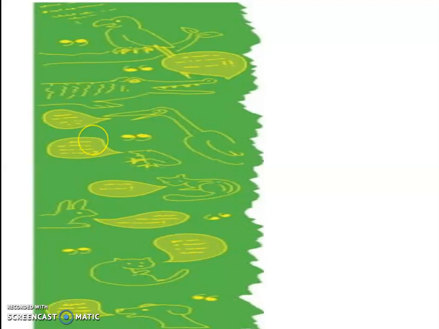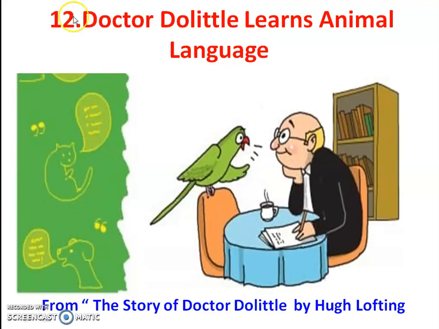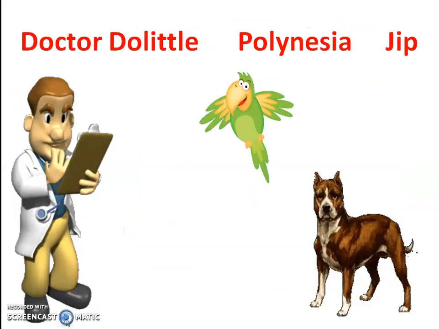Now we will learn about this in our next chapter, chapter number 12. Dr. Dolittle learns animals' language, and this lesson is from the book The Story of Dr. Dolittle, and the writer is Hugh Lofting. Now we will begin our lesson.